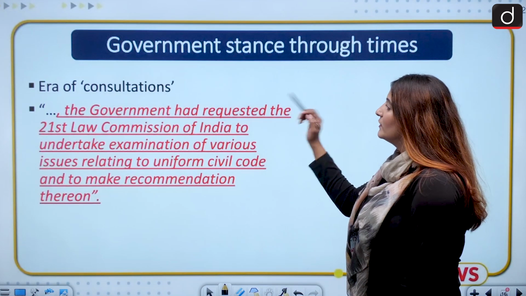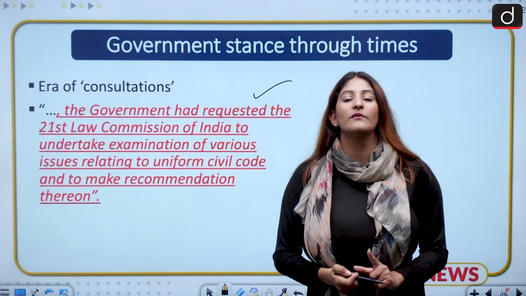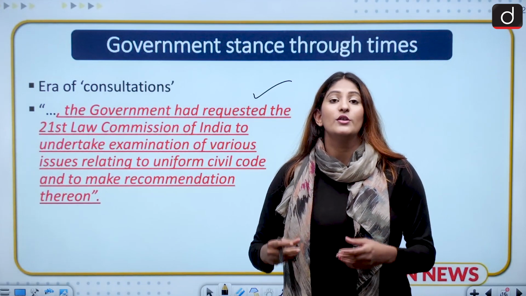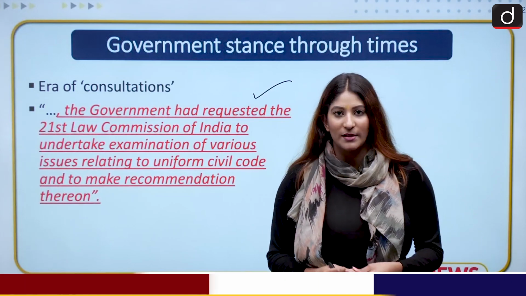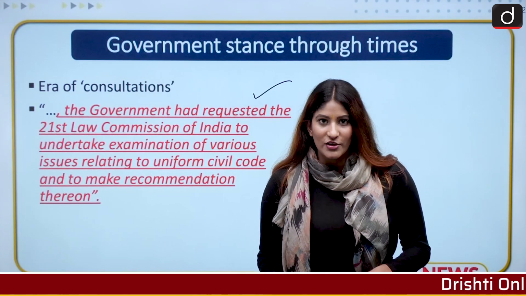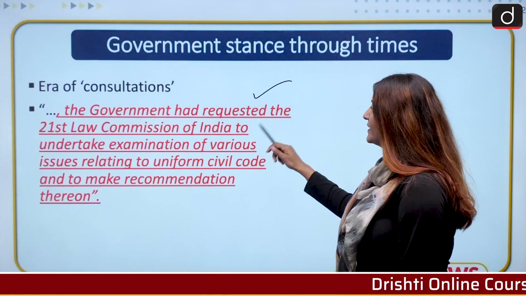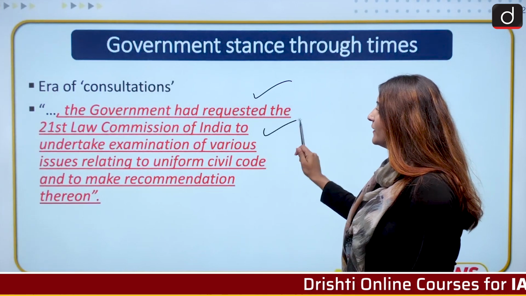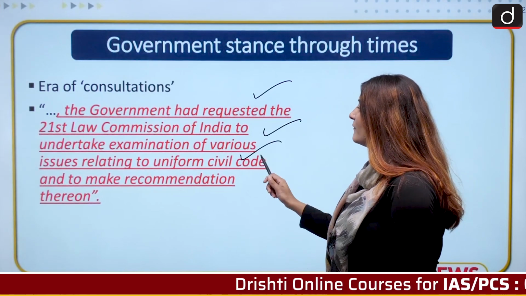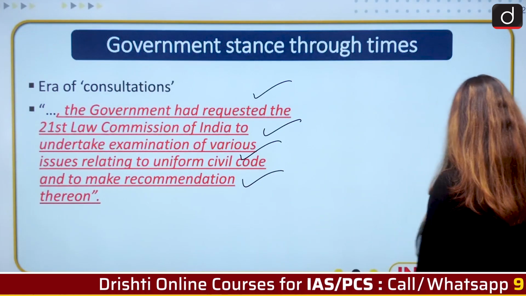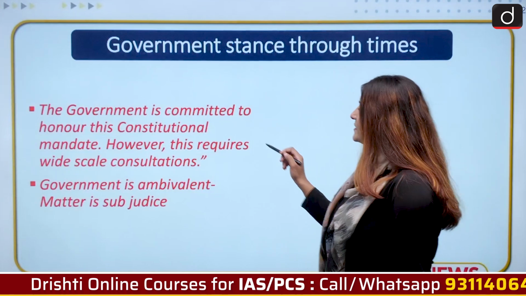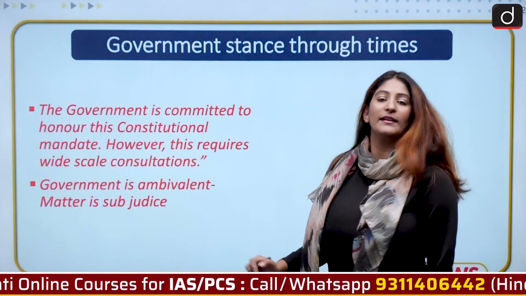Okay, now this comes since 2019, when the NDA government put the Uniform Civil Code as one of its aims in the manifesto of the 2019 Lok Sabha election. Now the era of consultation has begun. The government had requested the 21st Law Commission of India to undertake examination of various issues relating to the Uniform Civil Code and to make any recommendation thereon. Also, the government is committed to honor the constitutional mandate.